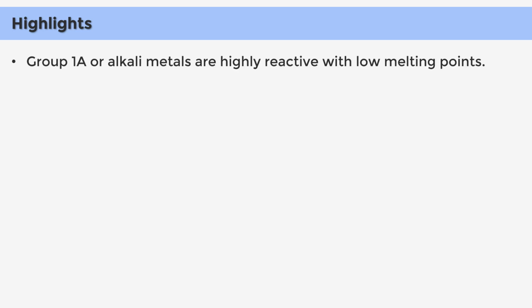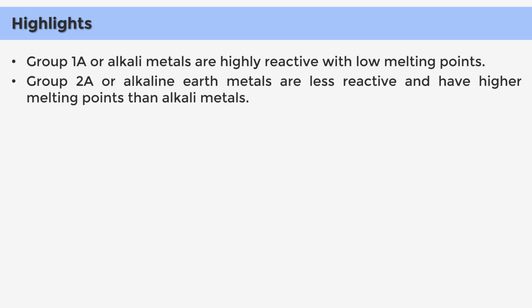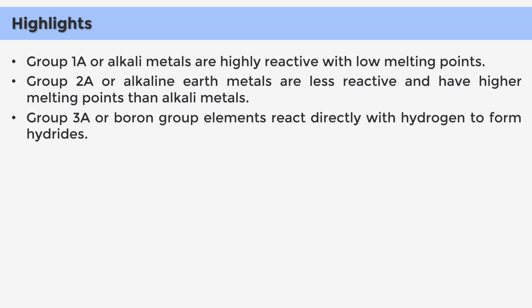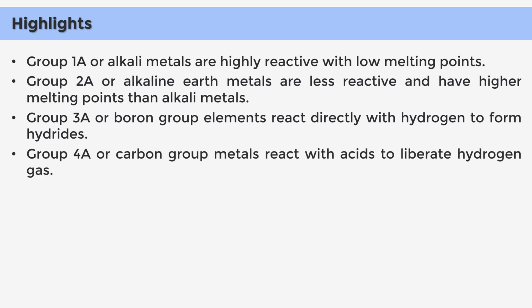Now that we have explored the basic inorganic chemical reactions, let's do a recap. Representative elements are those elements from the s and p blocks of the periodic table. Alkali metals are highly reactive with low melting points. Alkaline earth metals are less reactive and have higher melting points than alkali metals. Boron group elements react directly with hydrogen to form hydrides. Carbon group metals react with acid to liberate hydrogen gas.